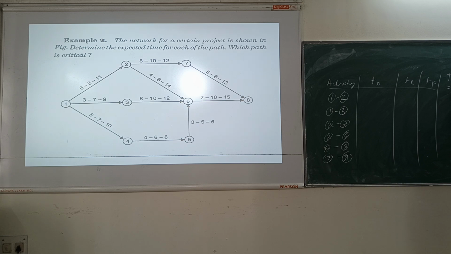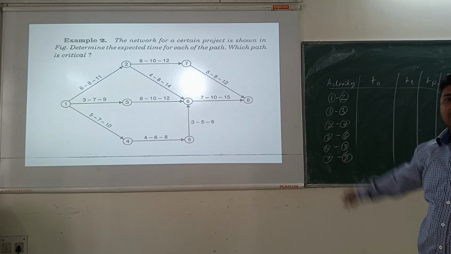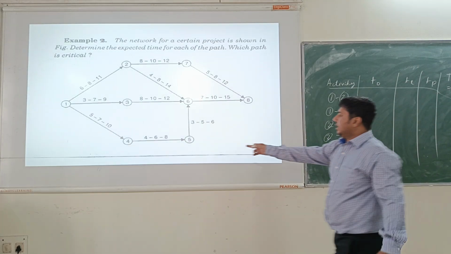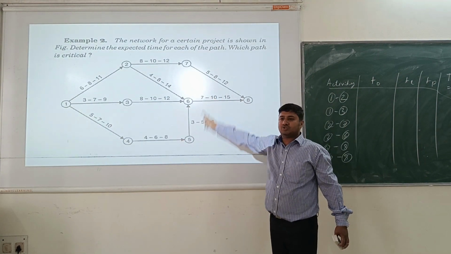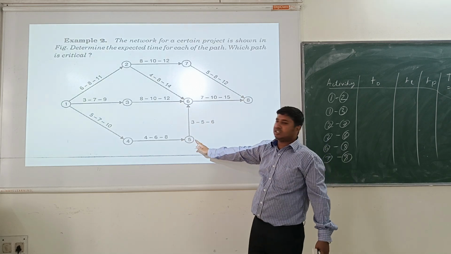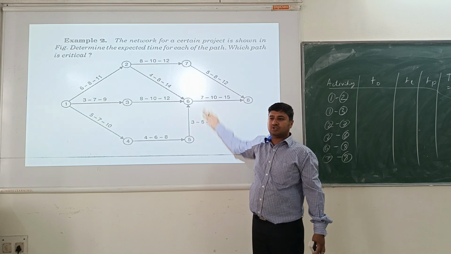What is the formula for the expected time? (TO + 4TL + TP) by 6. Using this formula, just find out the expected time for each activity. Simple. 1 to 4... 6 to 5 क्या है? How 6 to 5? It is working from 5 to 6, not 6 to 5. The arrow is important. My direction is 5 to 6, not 6 to 5.